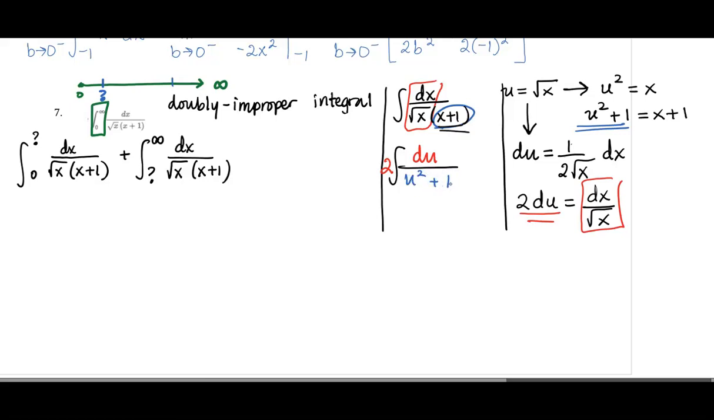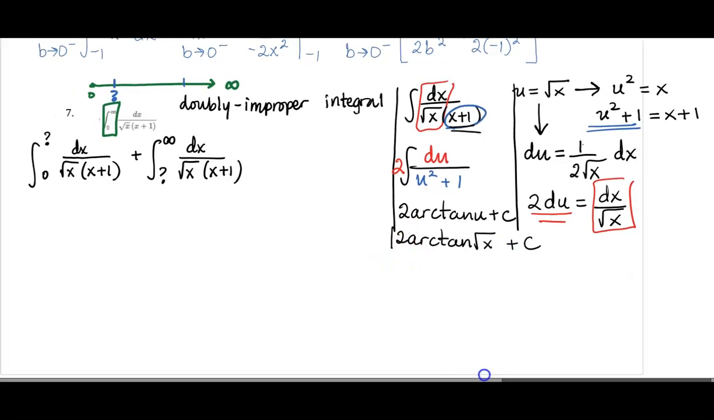And we do know how to integrate the integral of du over u squared plus 1. We saw that rule earlier. It's an arctan rule, so this is 2 arctan u. I'll put a plus c just because I don't have limits on this integral. And let's not forget that our u was root x. So we got 2 arctan root x.